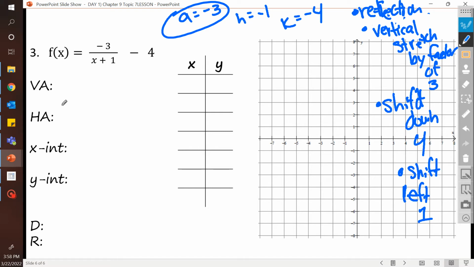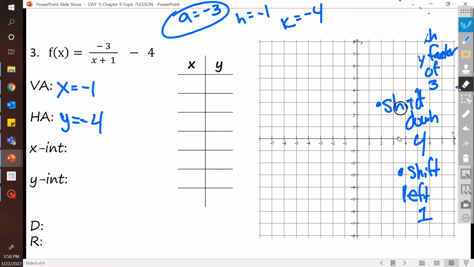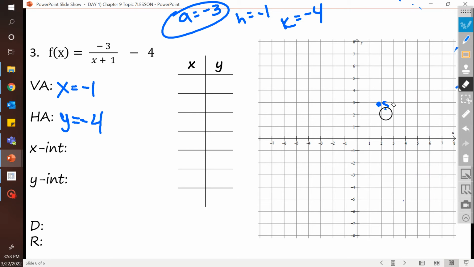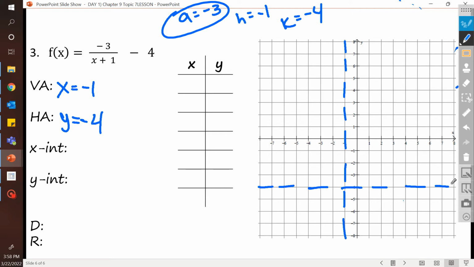So the vertical asymptote will be x equals h, so x equals -1. Horizontal asymptote, y equals k, so y equals -4. So we'll go ahead and start there to try to get our graph together. So -1, vertical asymptote right here. -4, horizontal asymptote right here. We'll build the table around the vertical asymptote at -1.